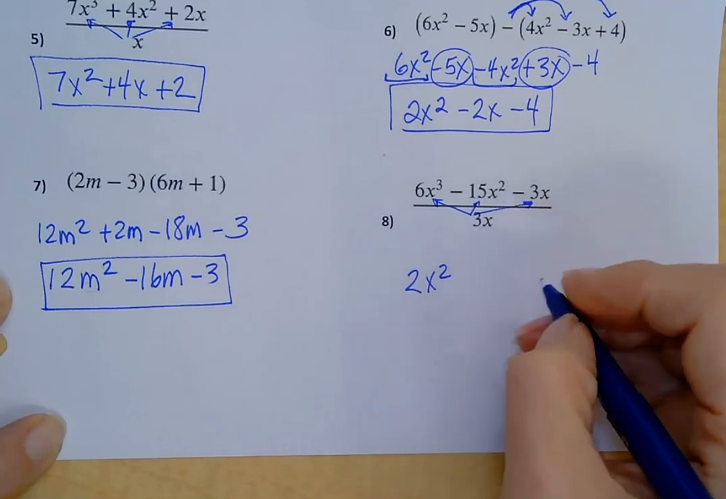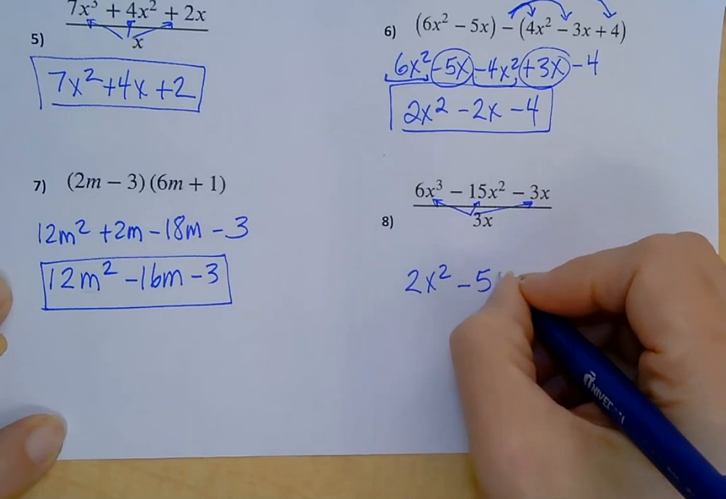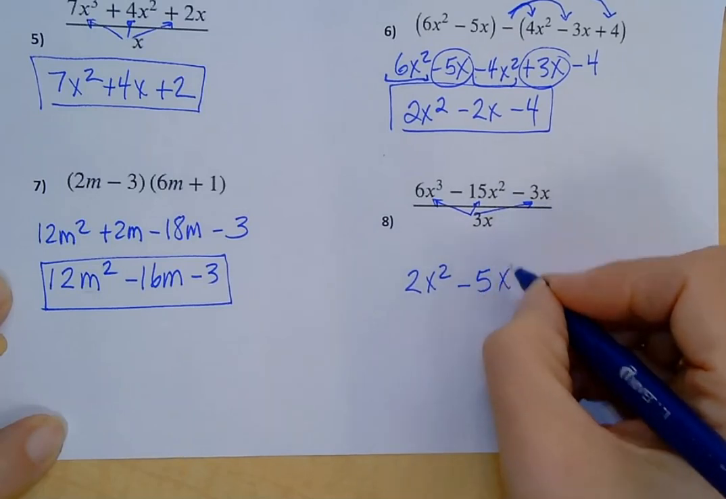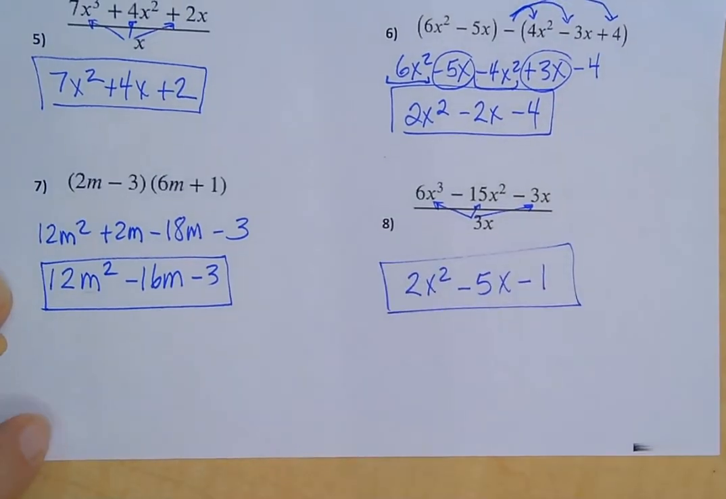Negative 15x squared divided by 3x. Negative 15 divided by 3 is negative 5. X squared divided by x is x. And negative 3x divided by 3x is just negative 1. All right, so that should do it.